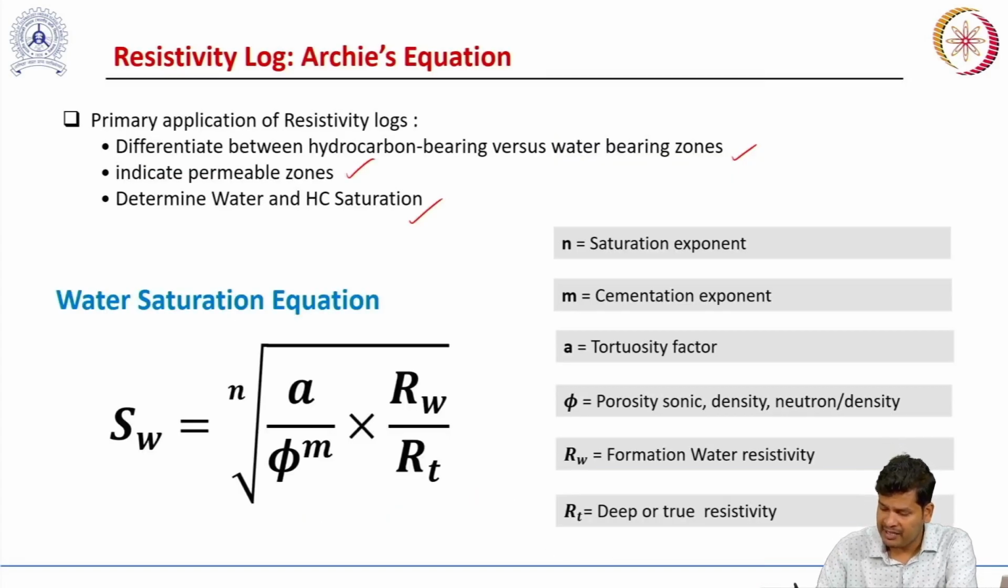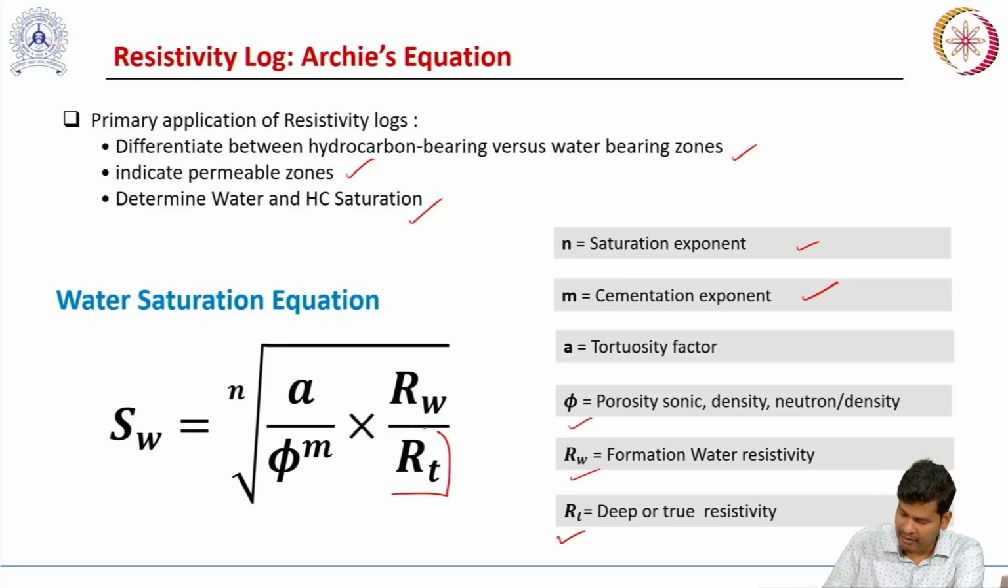So, the first qualitative application is to differentiate between the oil-bearing formation and water-bearing formation. The quantitative application would be to calculate the water saturation. For example, water saturation can be calculated using the Archie equation, where A is the tortuosity factor or empirical factor, N is the saturation exponent, M is the cementation exponent, Phi is the porosity, Rw is the formation water resistivity, and Rt is the deep or true resistivity. So Rt data will come from our resistivity log data.